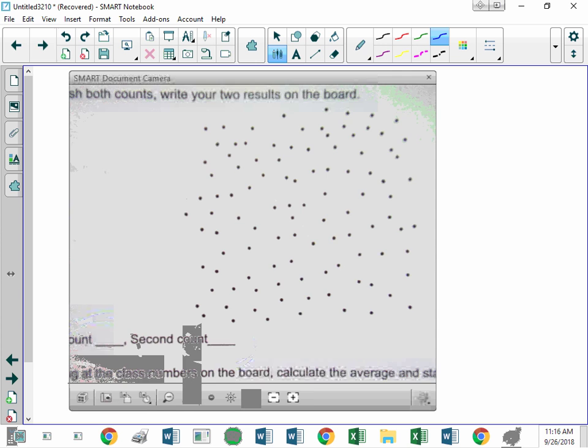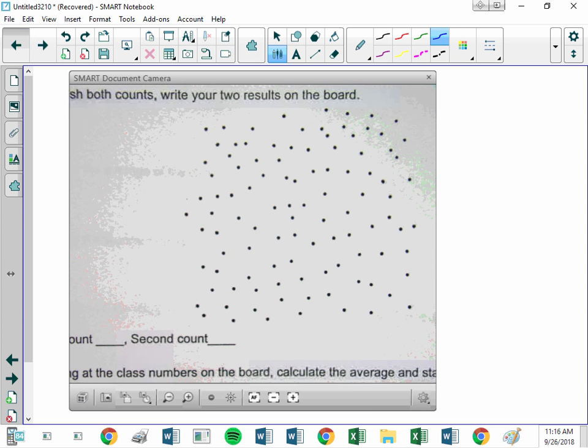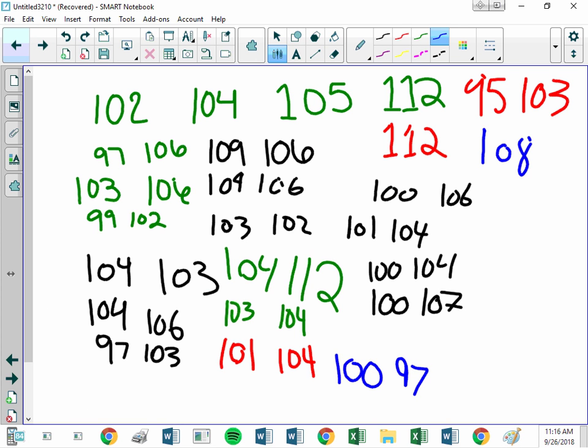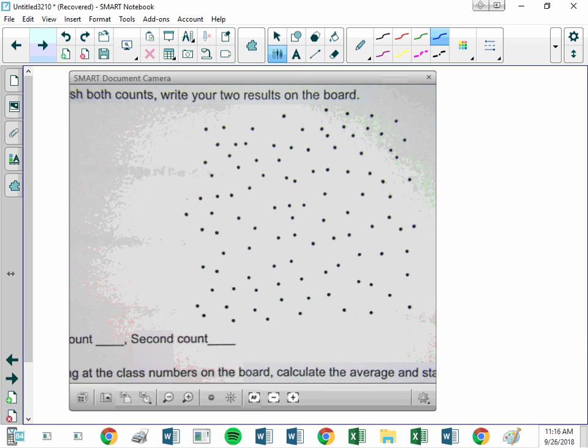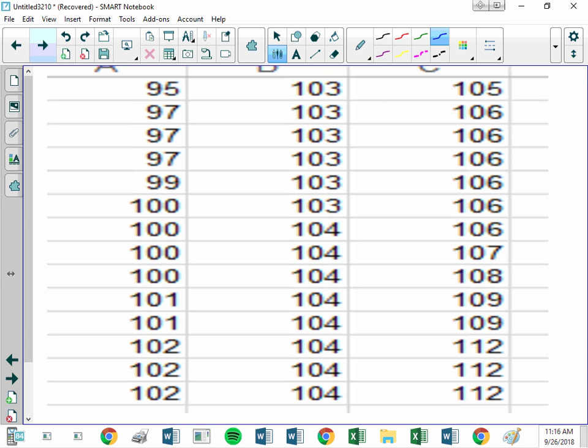Okay, now that you're done with that, where did it go? There we go. Here are the numbers. I entered them into the computer and I sorted them, and this is what we get. So there are 42 numbers here. They're sorted, and we need to draw a histogram.